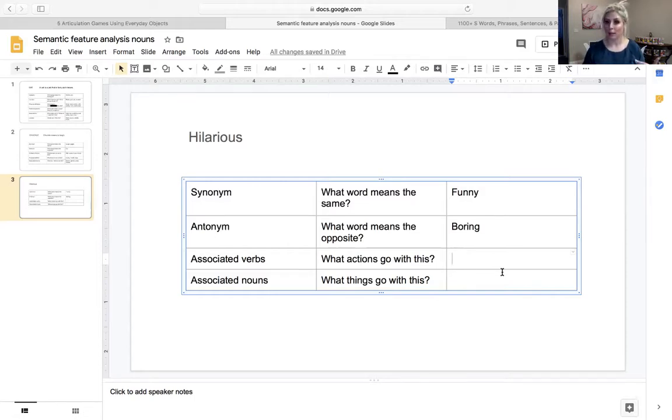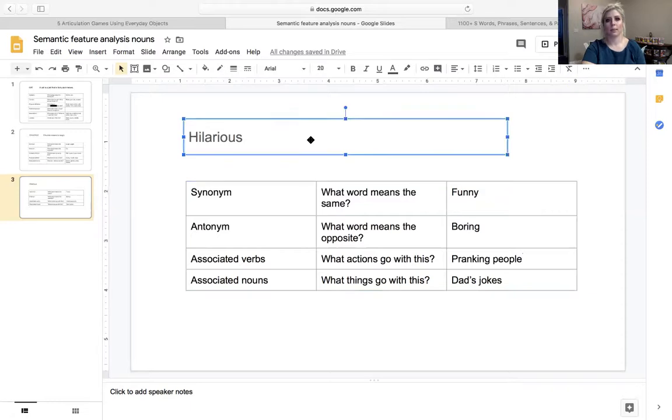And depending on how they answer you, you can categorize that into verbs and nouns. So what's hilarious? Dad's jokes, that would be nouns. Dad's jokes are hilarious. Pranking people, that would be a verb. Something like that. And so these are going to largely depend on who you're talking to, and can be very subjective when it comes to these types of adjectives.